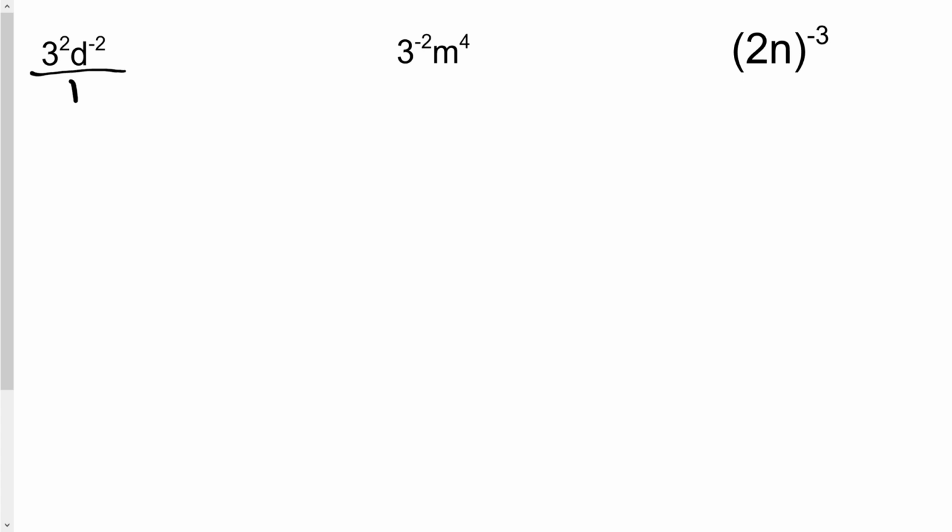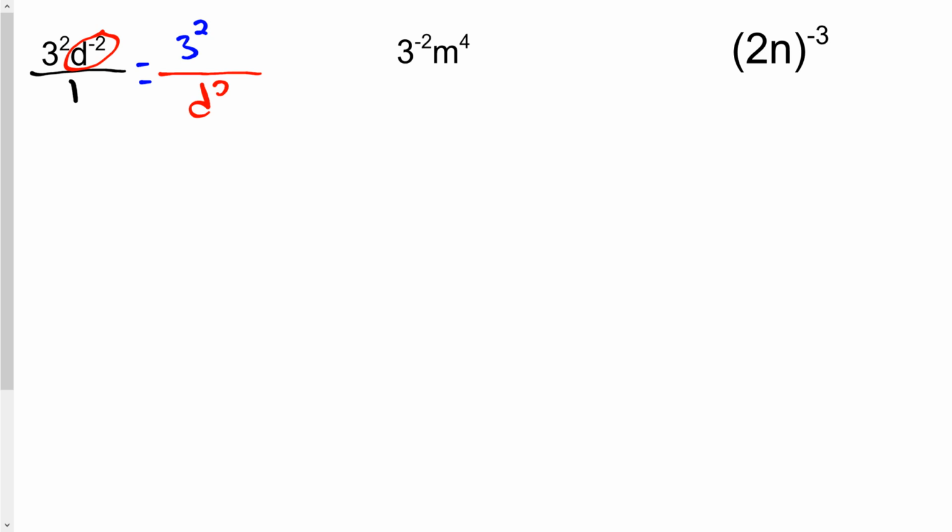I want us to remember that if it has a positive exponent, we don't need to move it. It can stay where it's at. So with that being said, 3 squared stays where it's at because that's a positive exponent. But d to the negative 2nd power needs to move. And that's going to go join the 1 down here. This is going to go straight down to the denominator.